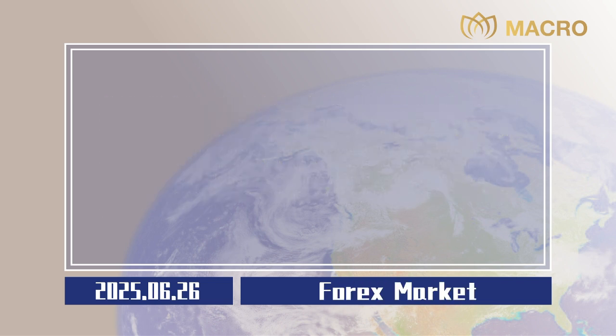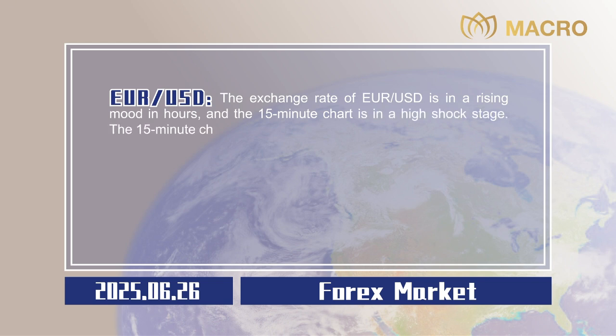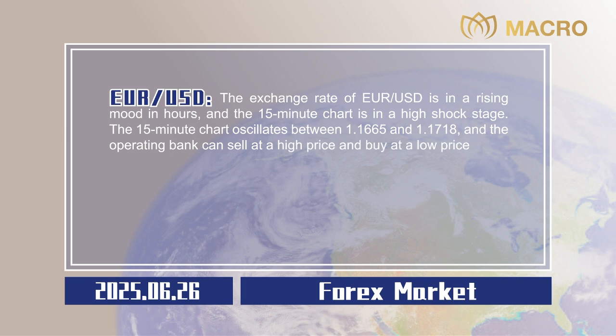Forex market. Euro to US dollar. The exchange rate of euro to US dollar is in a rising mood in the hourly chart, and the 15-minute chart is in a high shock stage. The 15-minute chart oscillates between 1.1665 and 1.1718, and the operator can sell at a high price and buy at a low price in this interval.